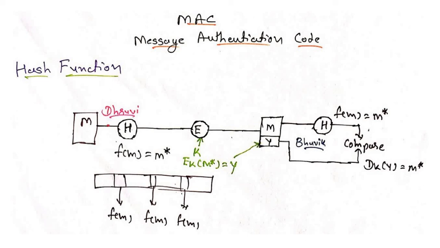In these techniques we are not applying the hash function on the entire message because the entire message is too long. So we apply the hash function on some of the bits of the message. Suppose we extract 4 bits, 8 bits, 16 or 32 bits, and we apply the hash function on that particular portion. Whatever output we get is the hash function output. We will indicate it with f of m equal to m star.